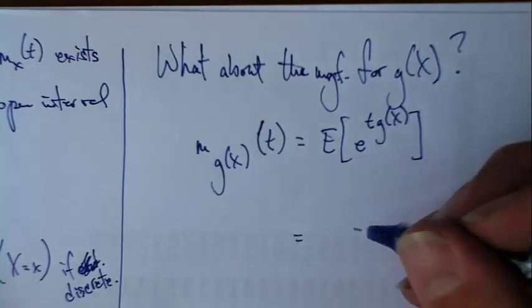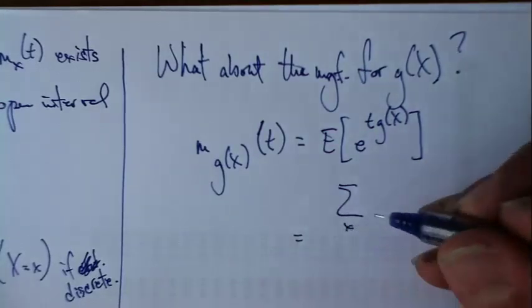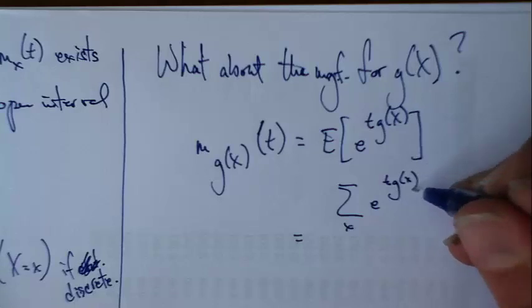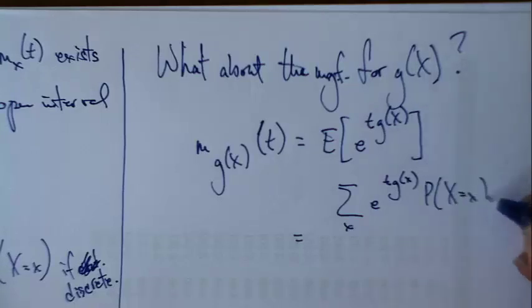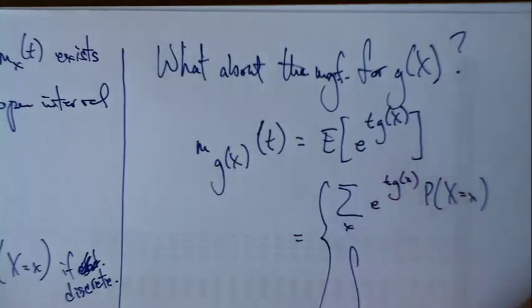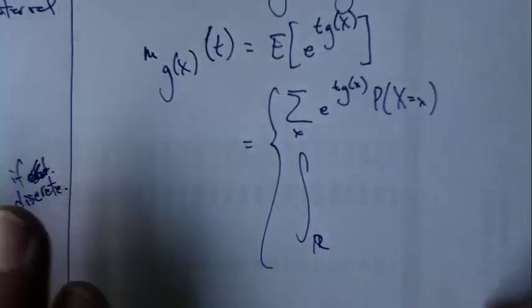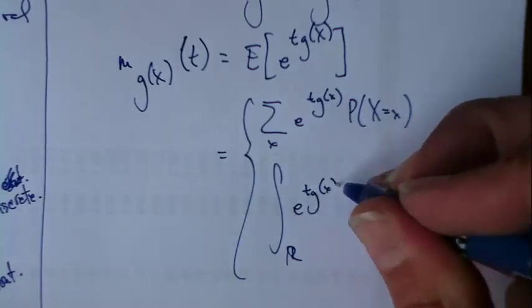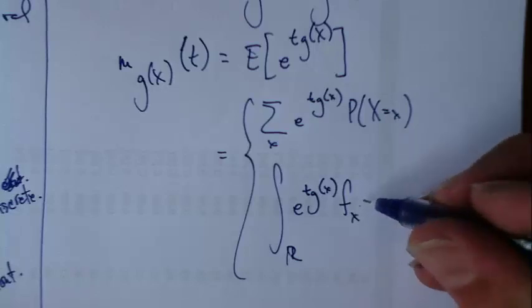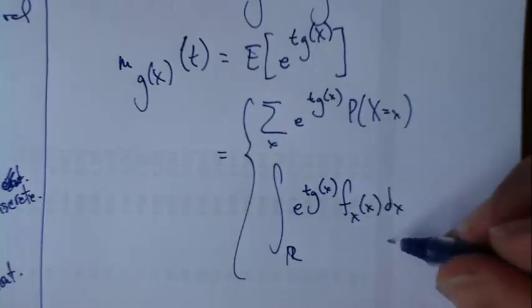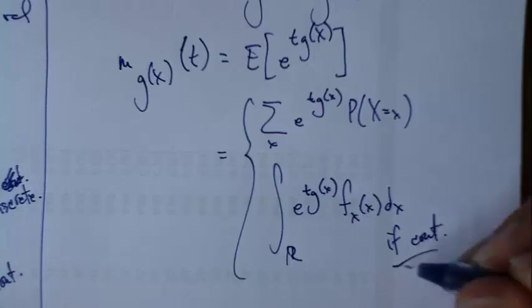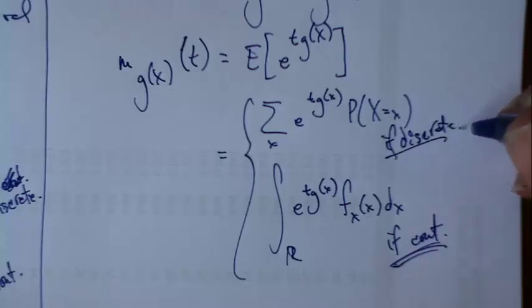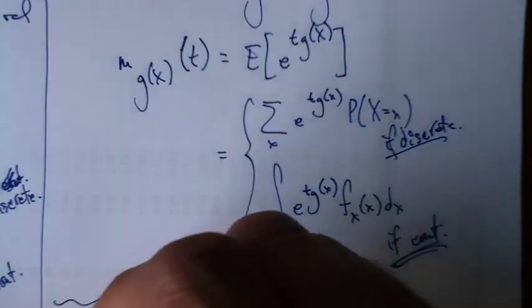If x is a discrete variable, this is just the sum over all x values of e to the t g of x times the probability that x equals little x. Or if x is a continuous variable, it's the integral over the reals of e to the t g of x weighted against the density function for x dx. Continuous, or discrete.